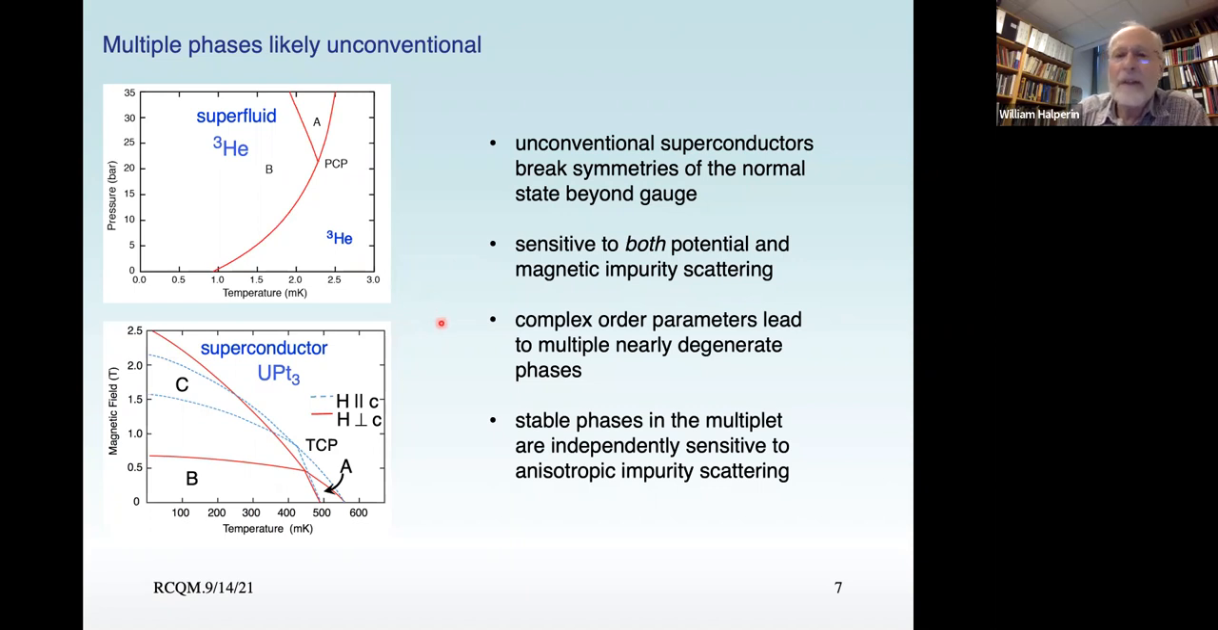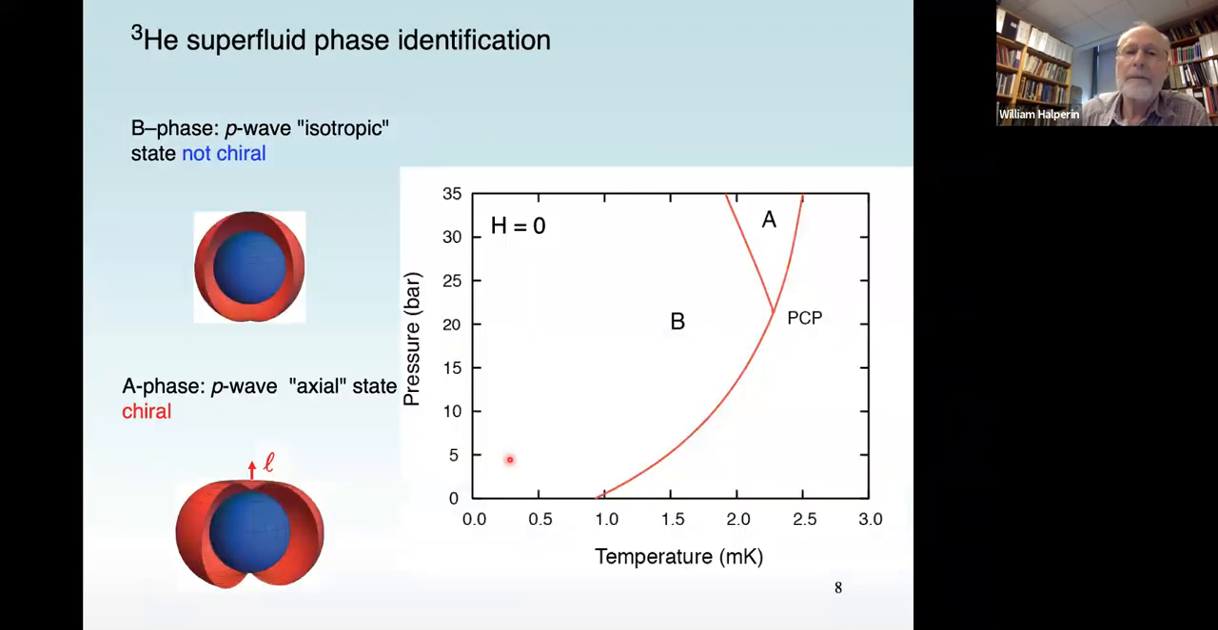So if you have a vector order parameter, there can be, and often are, multiple nearly degenerate phases, and the differences between those phases comes in part from their independent sensitivity to impurity scattering. And not only am I going to talk about impurity scattering, I want to emphasize anisotropic impurity scattering. You'll see why, I hope, soon.